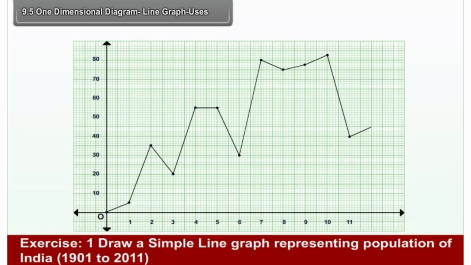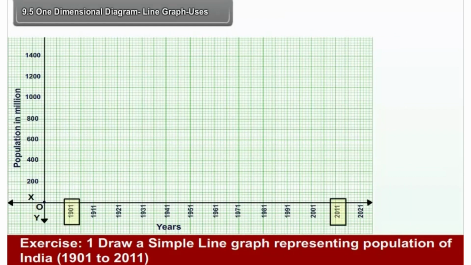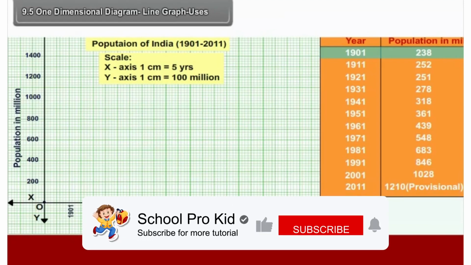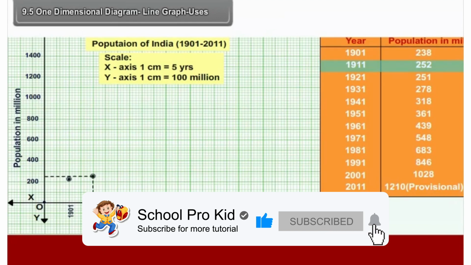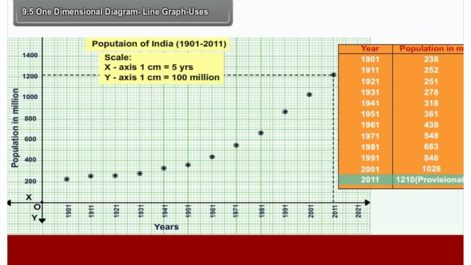Exercise 1. Draw a simple line graph representing population of India, 1901 to 2011. Year, population in millions. Year 1901, 238; 1911, 252; 1921, 251; 1931, 278; 1941, 318; 1951, 361; 1961, 439; 1971, 548; 1981, 683; 1991, 846; 2001, 1028; 2011, 1210, provisional.